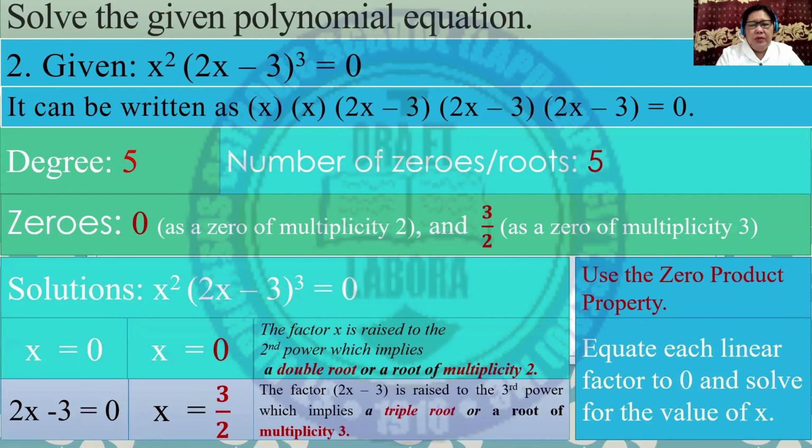The factor 2x minus 3 is raised to the third power, which implies a triple root or a root of multiplicity 3. That is why the zeros are 0 and 3 over 2. 0 appears twice and 3 over 2 appears thrice. So all in all, there are 5 zeros or roots.